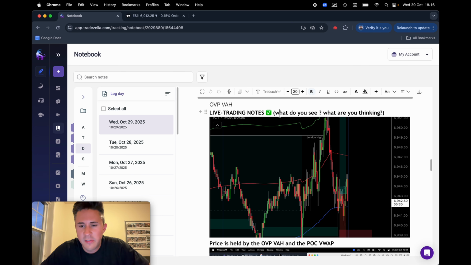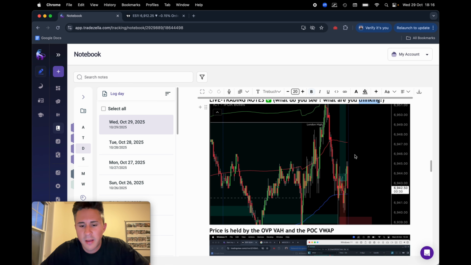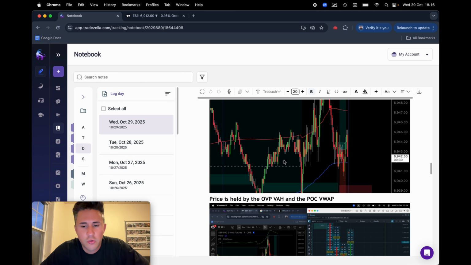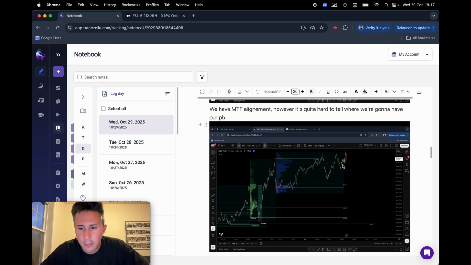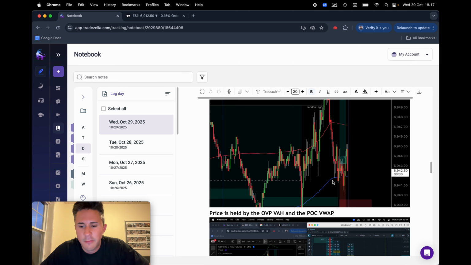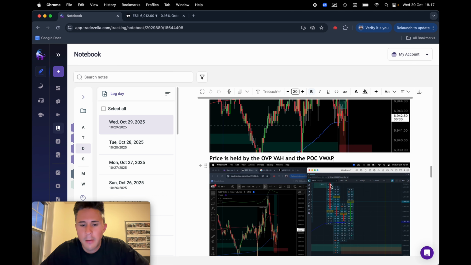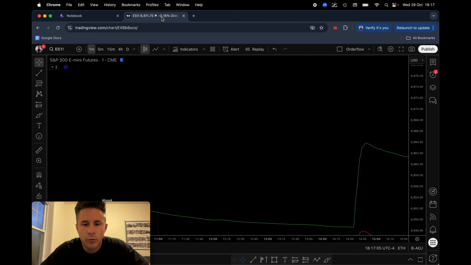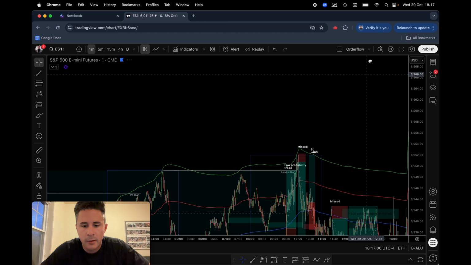Okay, and now after my 30-minute was done, identifying all my levels, I just start taking screenshots of what I'm seeing, what I'm thinking, and what's on my mind by looking at the price action. And I took this trade here, and I remember taking notes saying price is holding above the value area high, this line here, and VWAP. Okay, so I just would like to break down this trade here that I took.